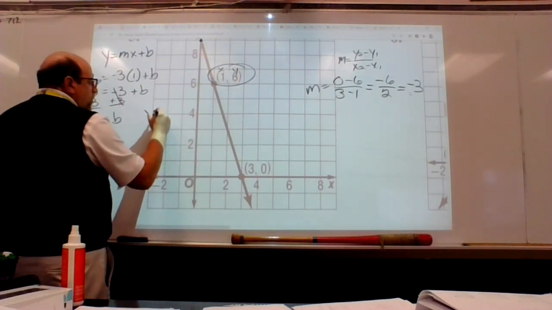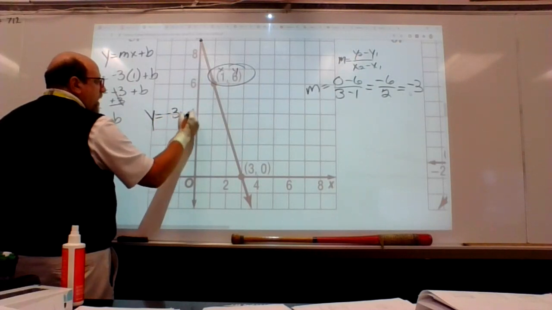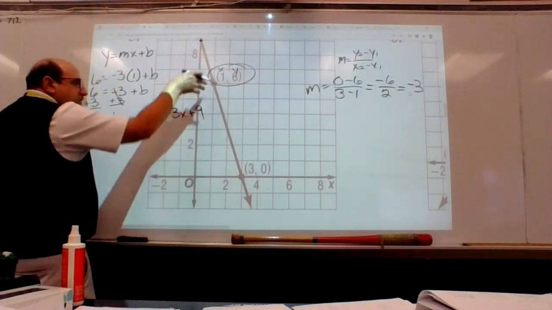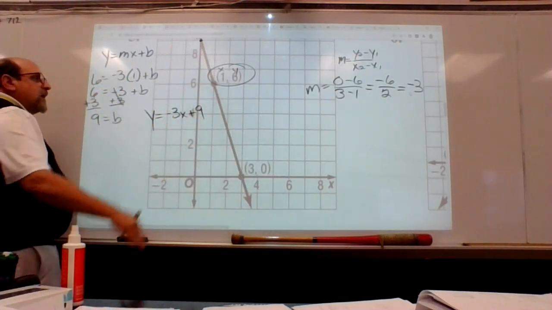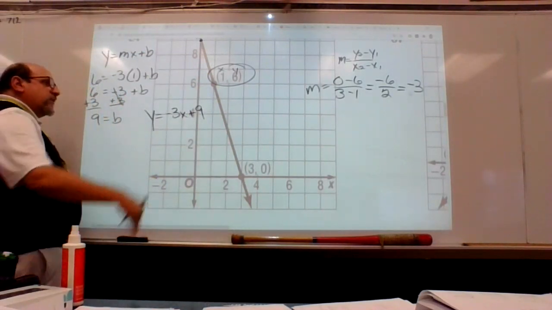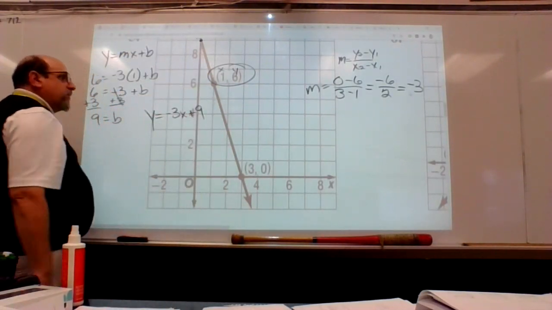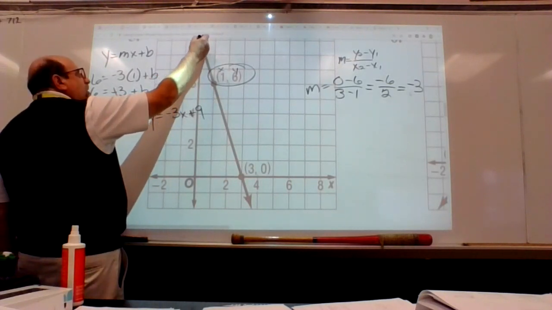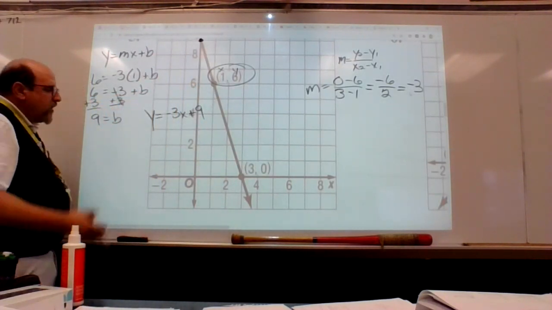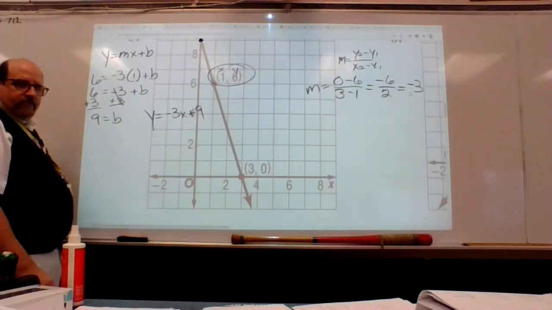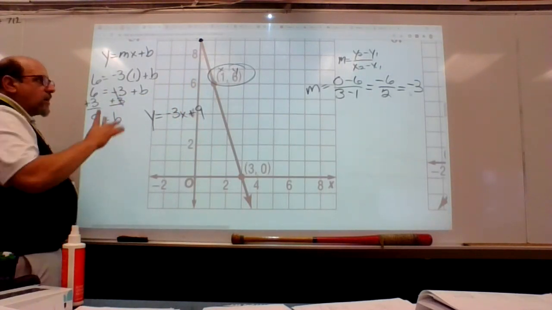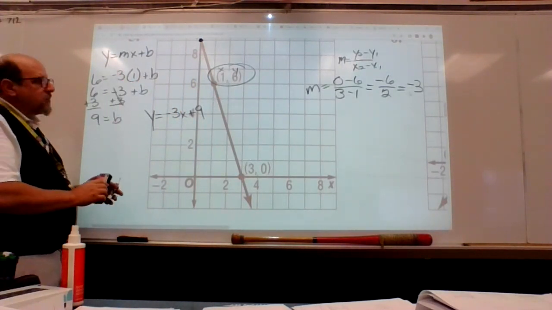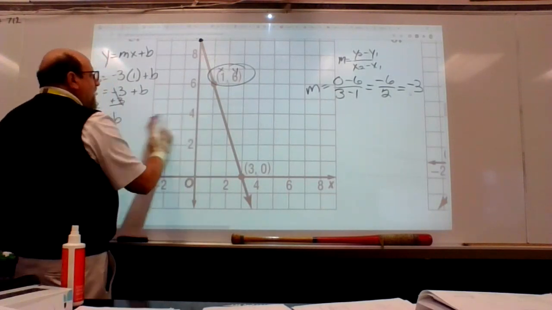Let's write this out. y equals -3x plus 9. That's this line right here. It's got a slope of -3. It's a pretty steep linear equation. And look way up here at 9. Yes, it does cross the y-axis right there. We've done it correctly. All right, I'm going to erase this, and I'm going to show you a different way to find the exact same thing.